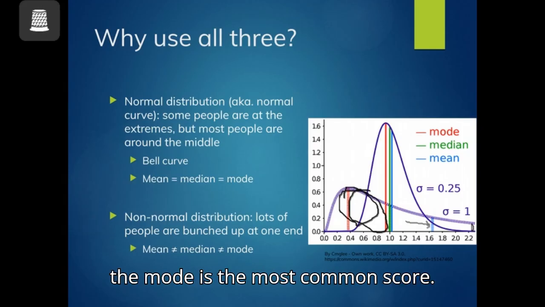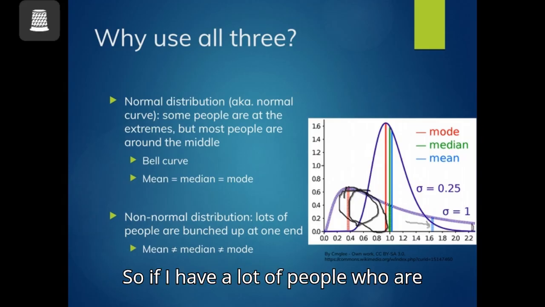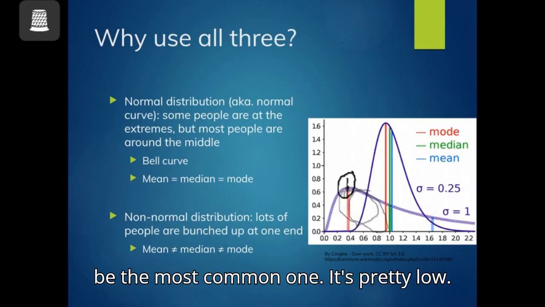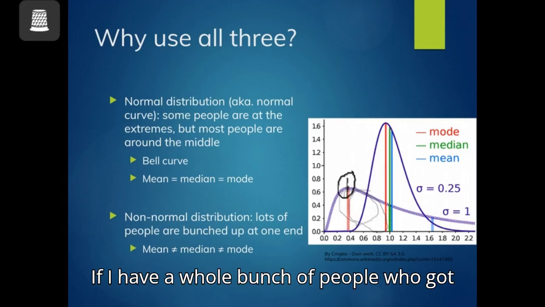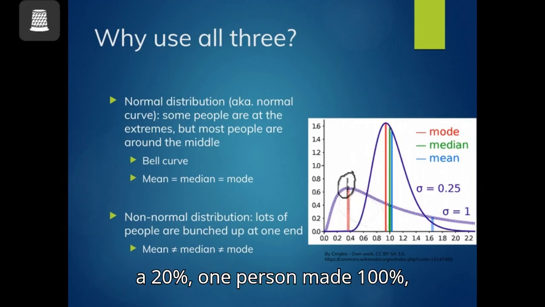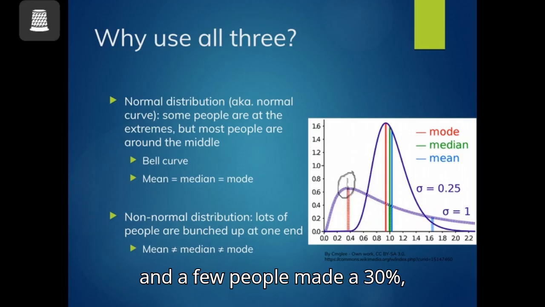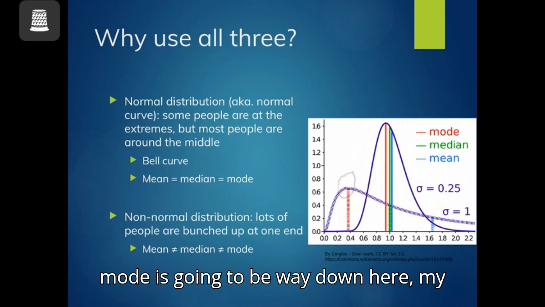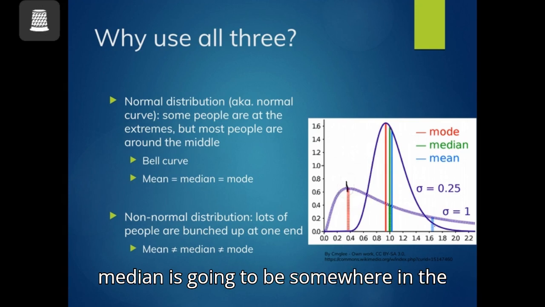Now, the mode is the most common score. So if I have a lot of people who are bunched here, my mode is going to be the most common one. It's pretty low. If I have a whole bunch of people who got a 20%, one person made 100%, and a few people made a 30%, my average is going to be way up here. My mode is going to be way down here. My median is going to be somewhere in the middle.